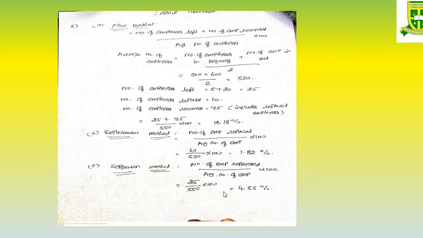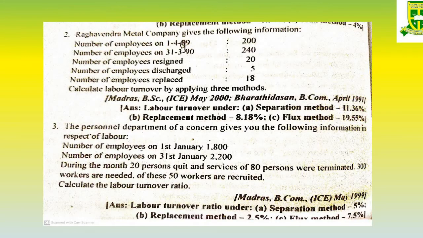So 25 by 550 into 100, which is 4.55. So this is the labor turnover method. Read the question carefully. First write down what information is given, then apply the formula, then you will get the answer. So try these two sums as homework.